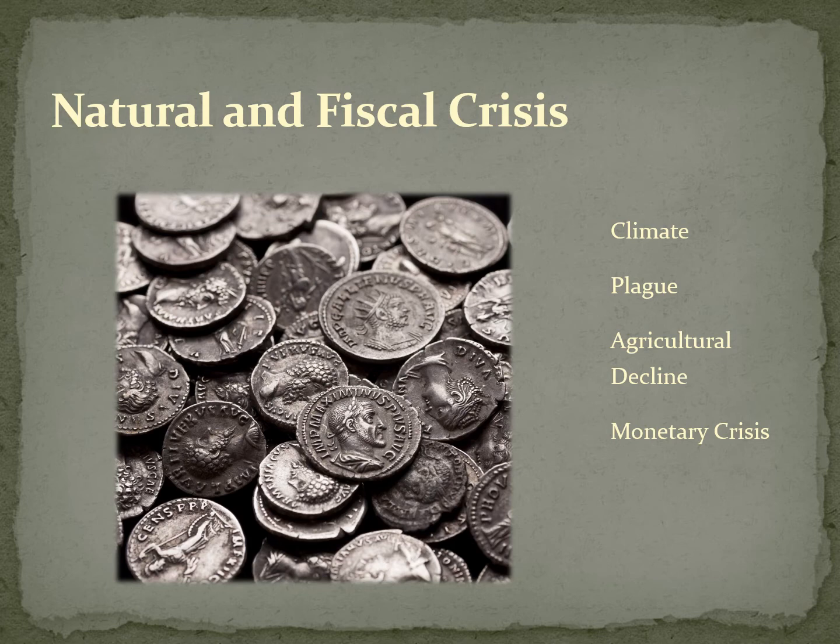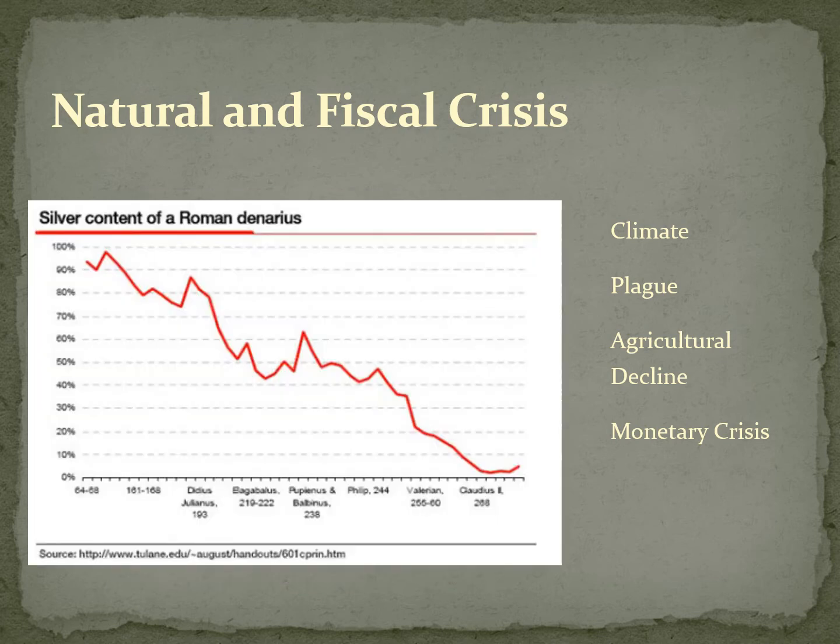And so they began to debase the currency. In other words, rather than making it nearly pure silver like it was in the first century, they began to debase it with metals like copper. And so the amount of silver in the coin dropped from nearly 100% during the first century to about 2%.